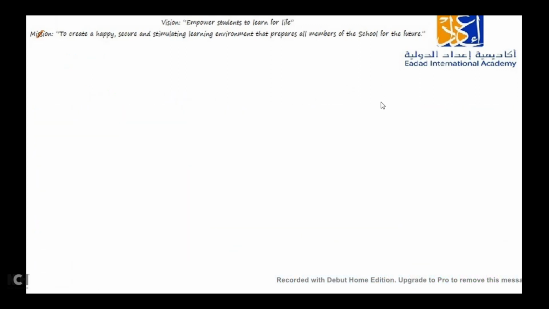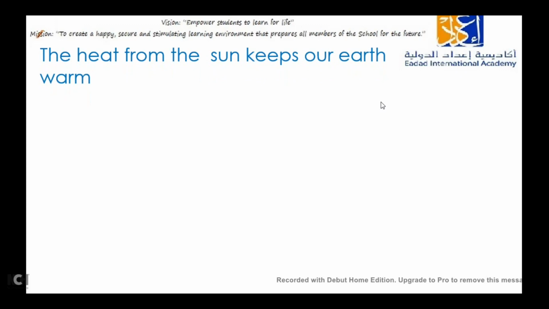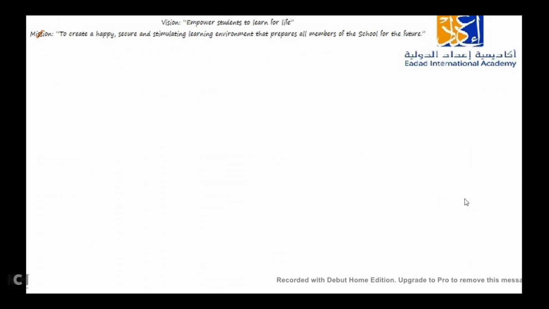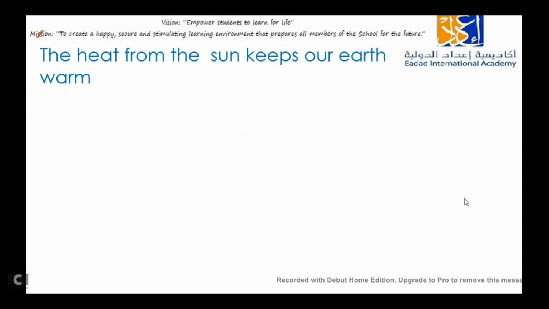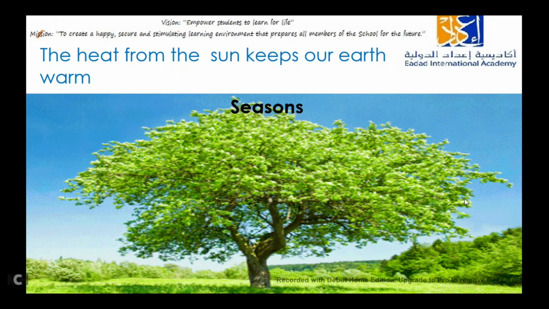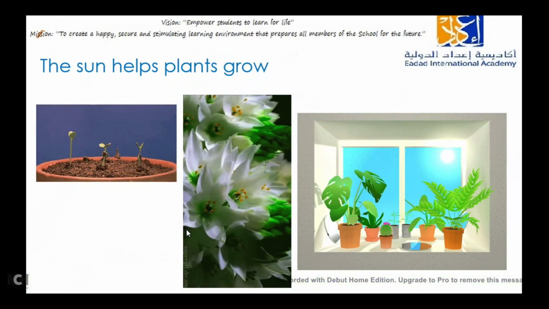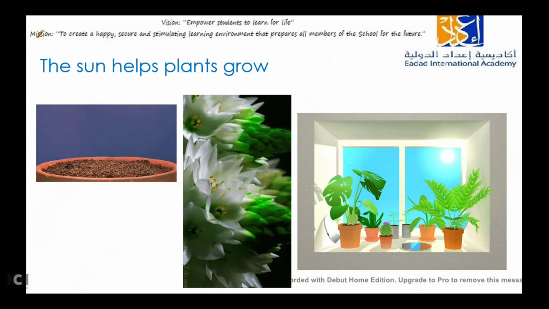Okay, next. Heat is also what we get from the sun. It helps our earth stay warm. This is how earth will look like if there is no heat from the sun. The heat from the sun helps us have rain, water, streams, and rivers because of the water cycle. Another thing that uses heat is that it helps us have seasons. You get spring, summer, fall, and winter because of the heat from the sun. And it allows our plants to grow. The heat and the light from the sun help plants grow.